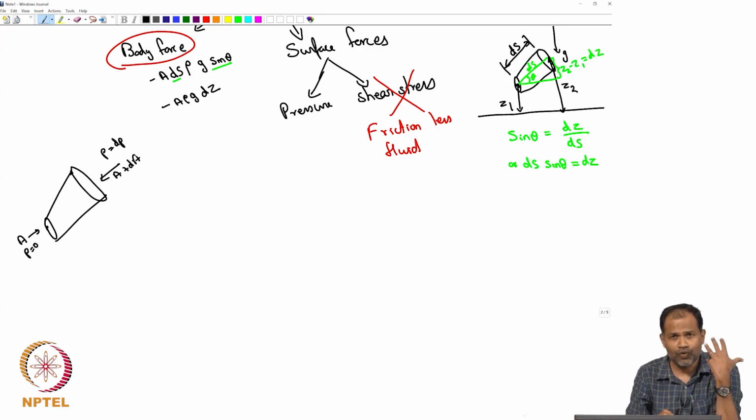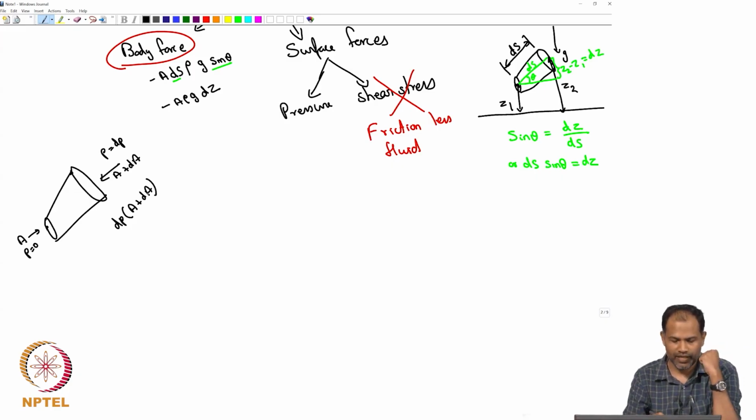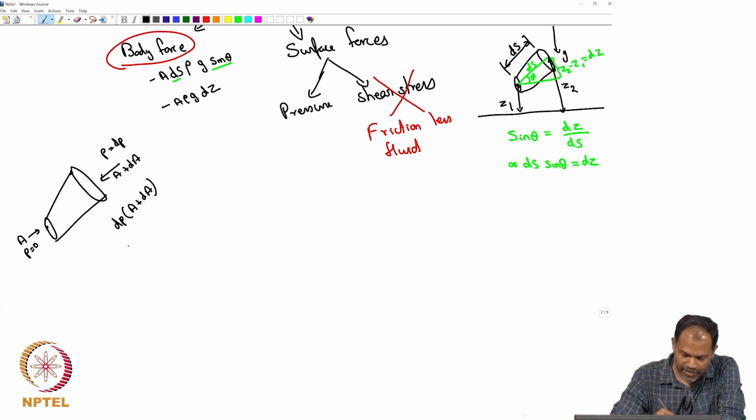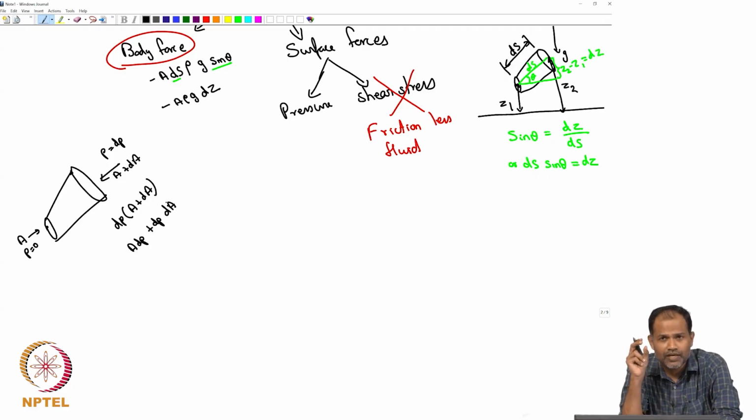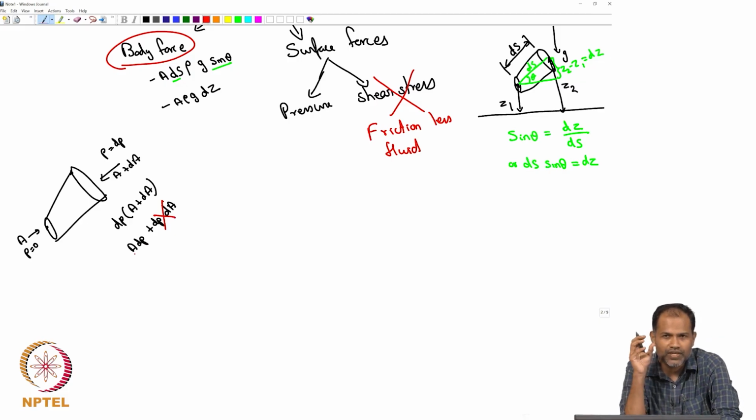So, the net force acting is simply going to be dP times A plus dA in this manner, right. But if you write it as A times dP plus dP times dA, and we are looking at a differential element where the differentials go to 0, where dP goes to 0, dA goes to 0, this quantity is going to be much smaller than A dP, or in other words the effective pressure force is going to come mainly from A dP.